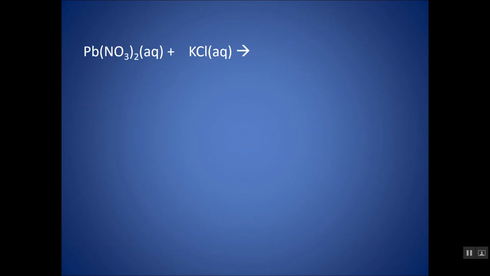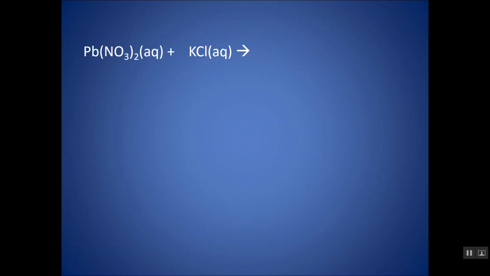Today I'm going to do a quick video on how to write a double replacement reaction for a precipitation reaction and how to write the net ionic equation. So you might see an example like the one on the screen. You have two ionic compounds reacting in solution.